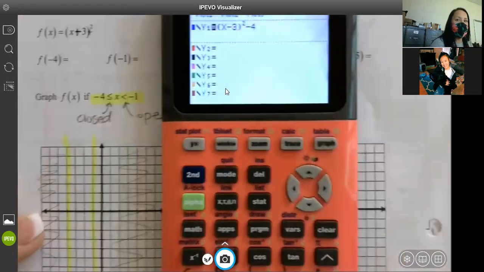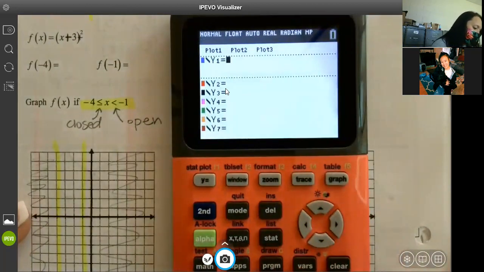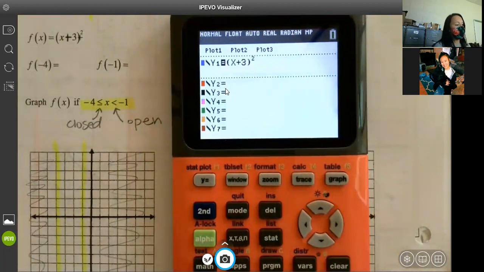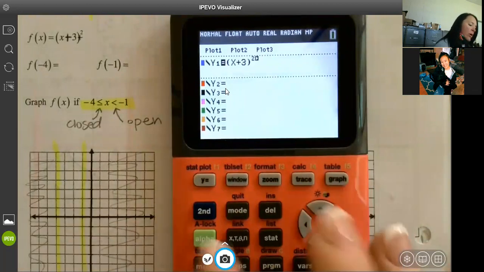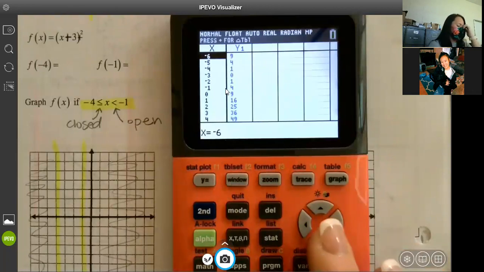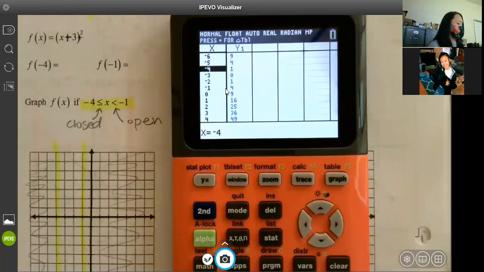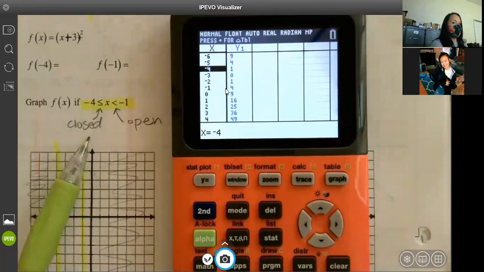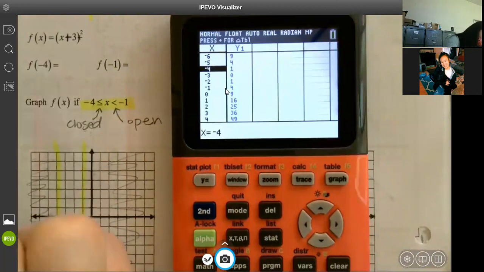Go to your y equals. Put in your function, x plus 3 to the second. We're going to go into our table and look for those 2 boundary points. I don't need to plug in. That's what I'm trying to tell you. If you have your calculator, there's no point in you having to do it by hand other than the graphing part. So go to your table and look at -4. It's -4, 1. On the -4 side, the boundary should be closed. So -4, 1 is closed.